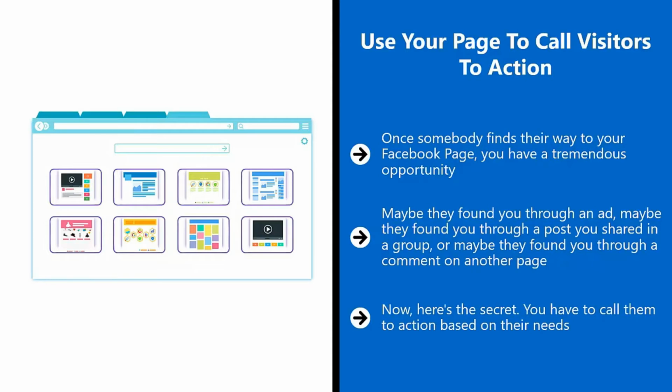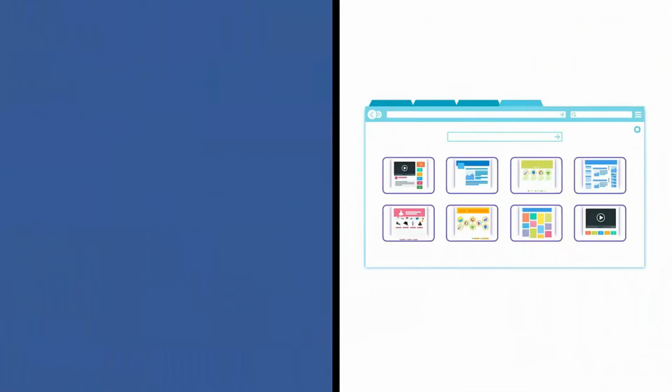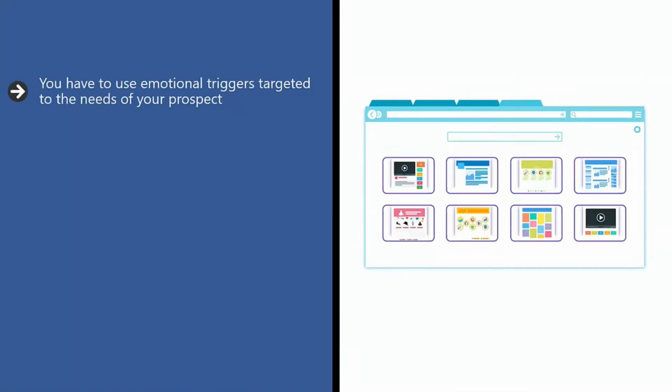You can't just say, click on this button to get a hold of me. Well, any random bum can get a hold of you, and that might not be the right customer for you. You have to use emotional triggers targeted to the needs of your prospect. For example, if I sell agricultural support services on my Facebook page, a good call to action may be a pinned post saying, we offer a wide range of solutions for small organic farmers. If you're looking for higher yields or you're looking for local community sales resources, click here to chat with us. We have the right resources for you.